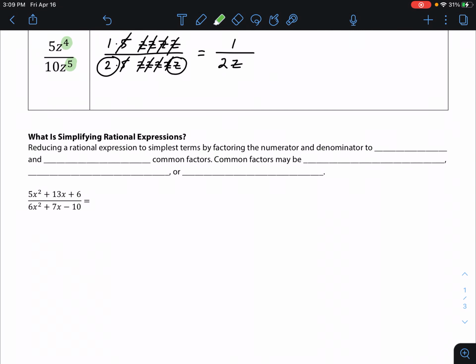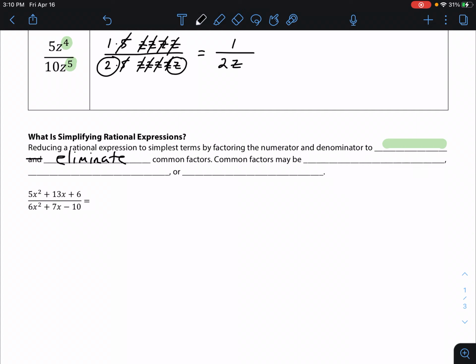So it says, what is simplifying rational expressions? Well, it's simply reducing a rational expression to simplest terms by factoring the numerator and denominator to, what? I'm trying to remember what I was intending for. I know what the second one is, but so we're going to reduce a rational expression to simplest terms by factoring the numerator and denominator to, you know what I'm going to do? I'm going to cross off that one because I don't know what goes there. So we are just going to eliminate common factors.